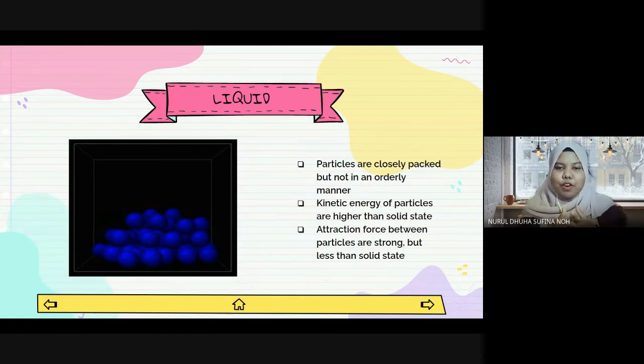Why is the attraction force between particles strong but less than in the solid state? Because they have more space, so they cannot attract each other as easily as in the solid state.